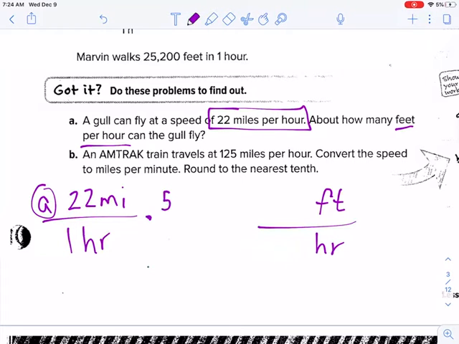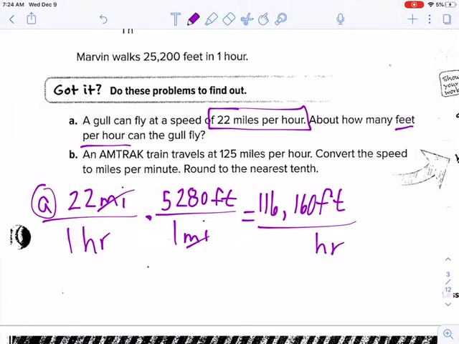And there's 5,280 feet in 1 mile. So again, I made miles diagonal so they cancel out. The only thing left that I didn't cross out was feet and hours, but that's what we wanted. All right, go ahead and multiply straight across. 22 times 5,280. 116,160 on the top, 1 times 1 on the bottom. Now this one you don't have to divide because it is already a unit rate. It has a 1 on the bottom.